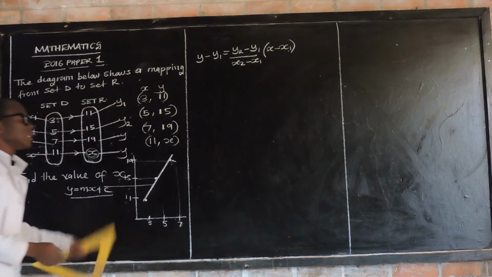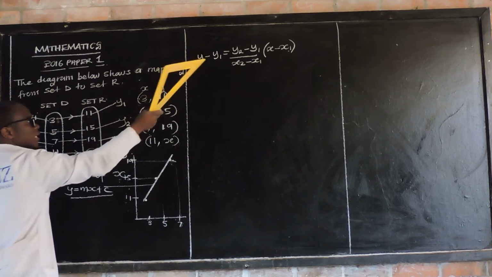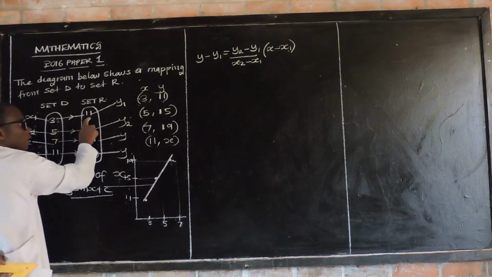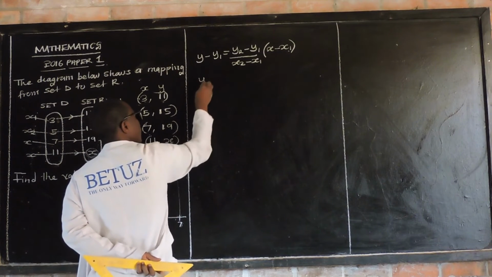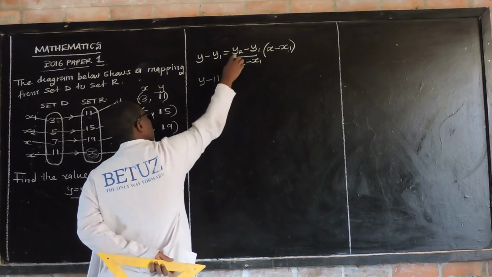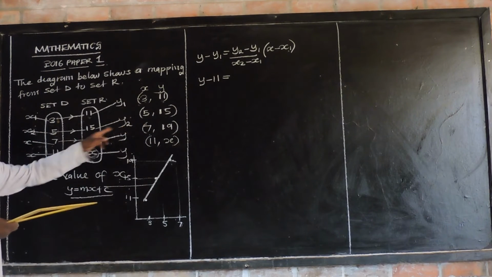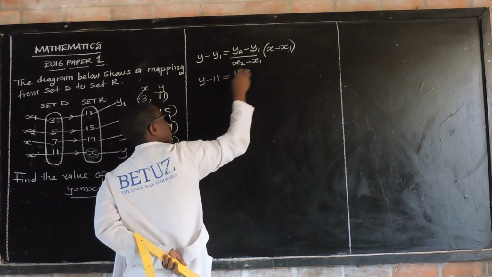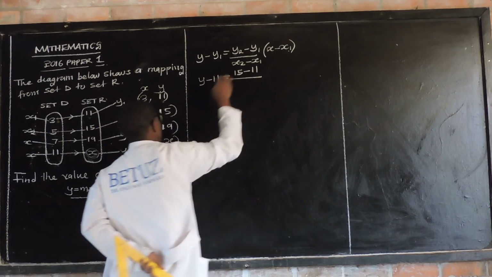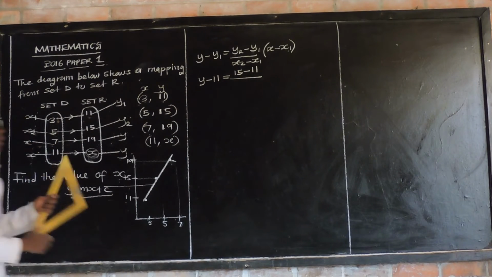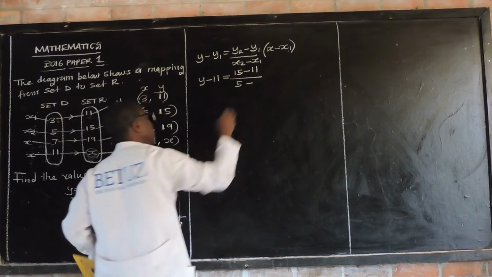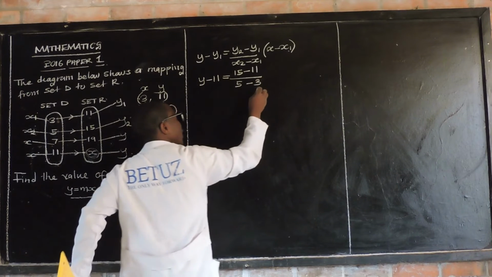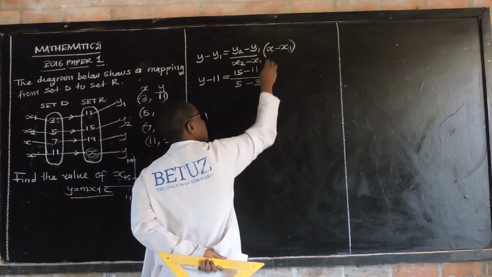So what it means is in this equation, you need to substitute. Where there is y1, you put y1, which in this case is 11. So I'm going to say y minus 11 is equal to, what is y2? Take note, y2 is 15. So it's 15 minus what is y1? Take note, it is 11. 11 over what is our x2? X2 is 5. So it's 5 minus what is our x1? X1 is 3. So you put 3 where x1 is. Then open up the brackets. You maintain this x.